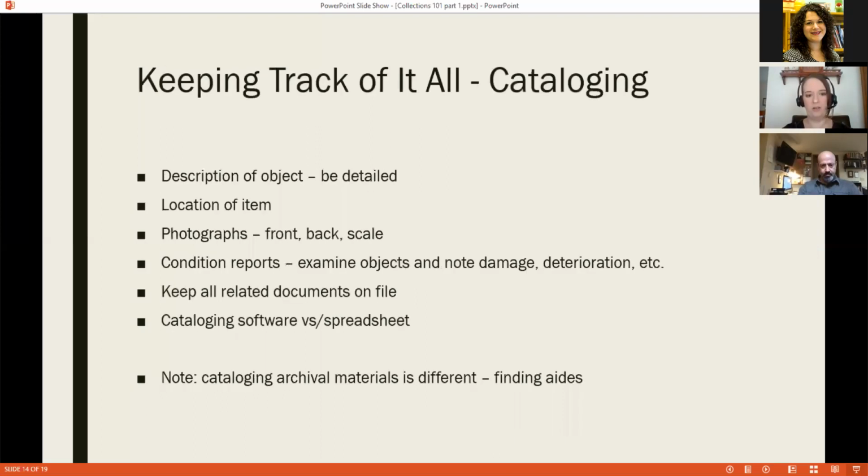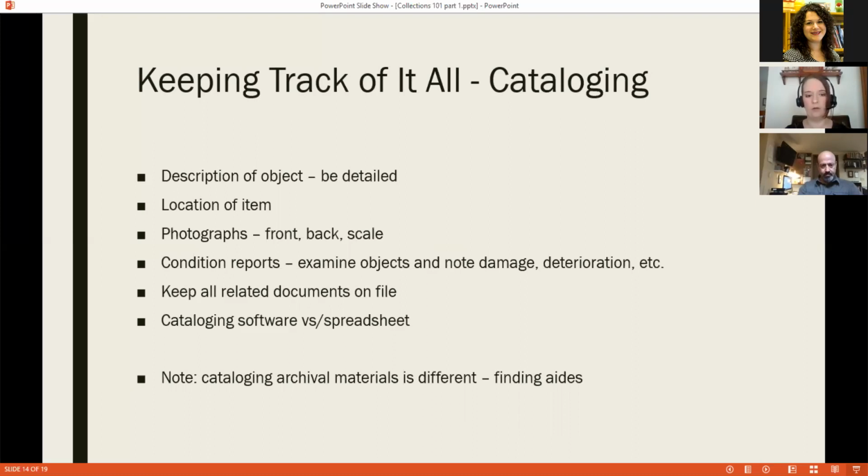So you have your collections, you have your policy, now you need to keep track of it all. And part of that is cataloging. And that includes having a description of an object and the location of the object. So whatever your collections space is, if you have a storage room, if it's all out on display, whatever you're working with, you need to have a system to know where each item is.